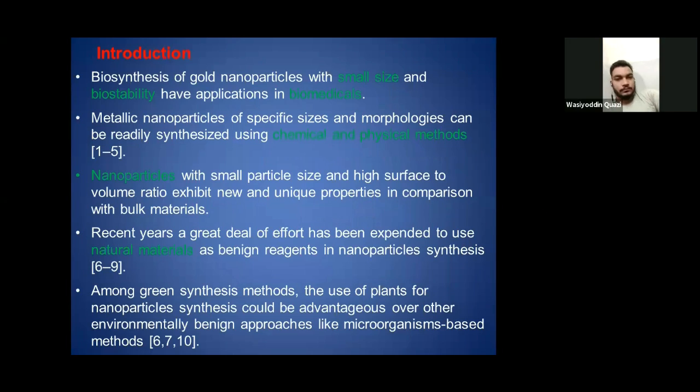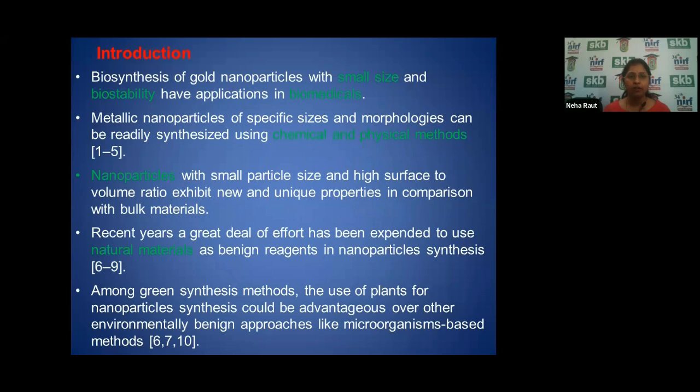Now, the introduction part: what this biosynthesis of gold nanoparticles involves, why we are focusing on nanoparticles. So it is of small size and a biostable one. It is a smaller one as well as a stable one, because if we move towards smaller size, it leads to instability. But this biosynthesis may produce stable nanoparticles, which have applications in biomedicals, and that's why these are important also.